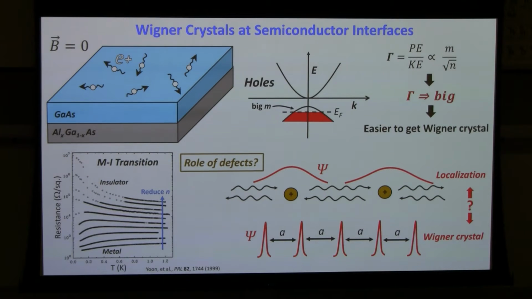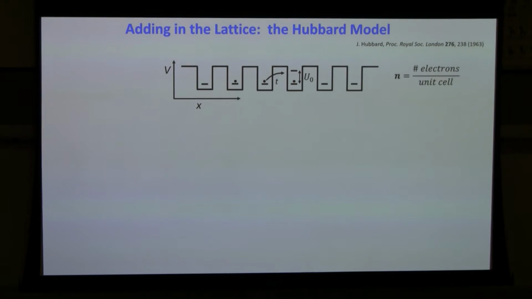But before I do that, there's one other question that I want to address, which is, what's the effect of a lattice? What happens if I put the electrons into a lattice? How does that change this picture? And that's pretty common in solid state physics. We often put electrons in lattices.